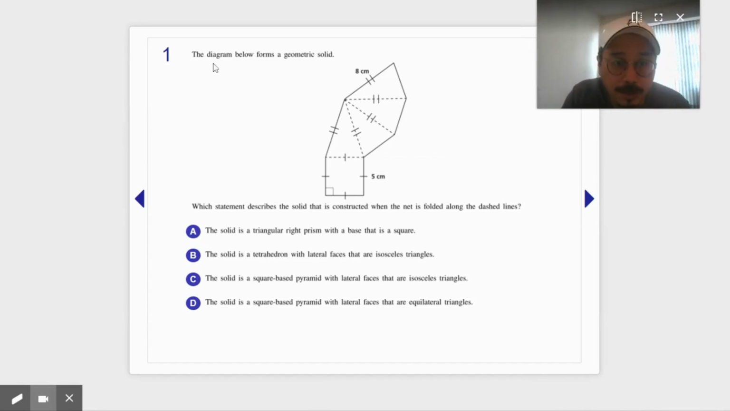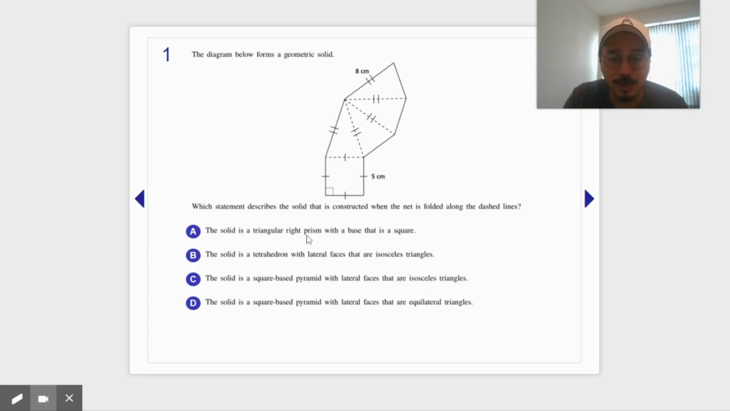All right, now the diagram below forms a geometric solid. What I did was I took something that we learned in class and kind of turbocharged it, so to speak. Now I want to see if you can take all these concepts that we've learned in Unit 8 and put them all together. Now, which statement describes the solid?